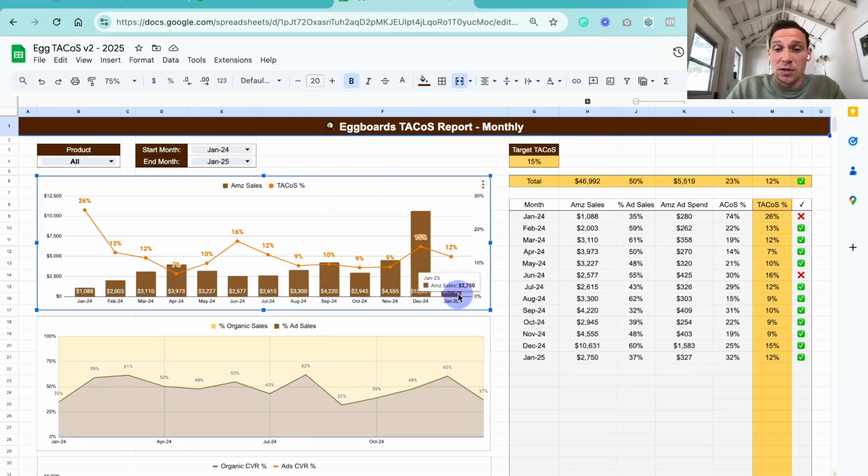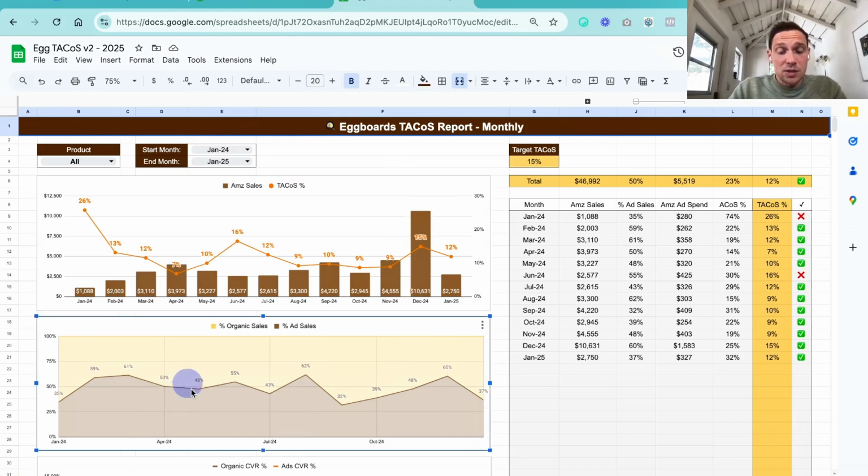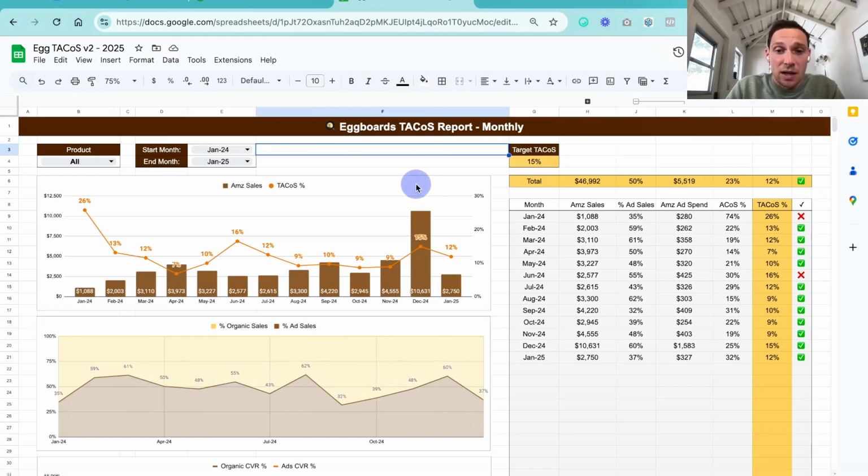So if this is 2,750 and this is 12%, it means that we spent 12% of this number in advertising across our brand. The second chart is the split between how many sales came from organic sales, so someone finding us organically on Amazon, and how many of those are instead directly attributed to advertising. And this is also important to understand where our sales are coming from and where we should focus. Generally, I aim to have this around 50%. As you can see, it goes around that line. But now we'll see something a little more detailed.